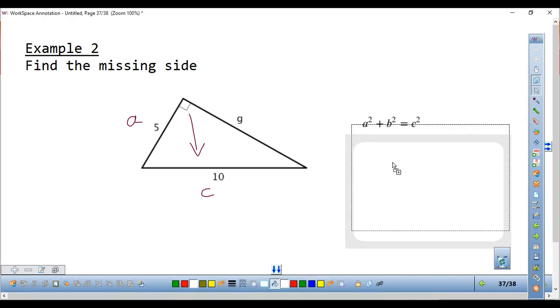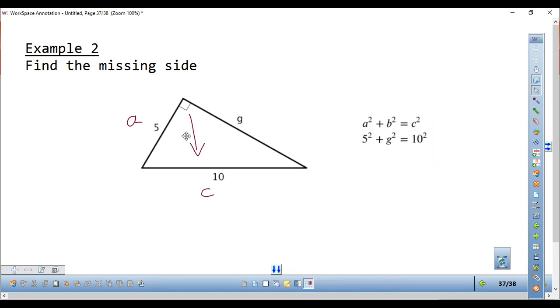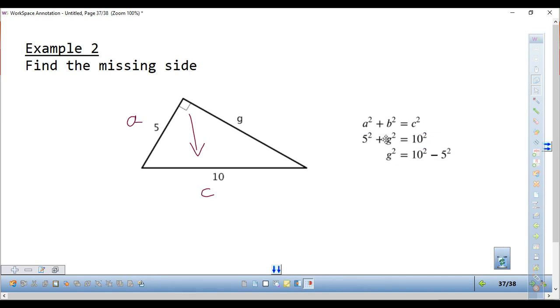And let's take a look. If we can apply this, we then have 5 squared, which is a, 5 squared plus g squared is equal to 10 squared. So this is a different example. I know what c is, but I can still apply it to the Pythagorean theorem. Subtracting 5 squared from each side, we end up with g squared is equal to 100 subtract 25. g squared is actually equal to 75, and we can take the square root of each side to get g is equal to the square root of 75.